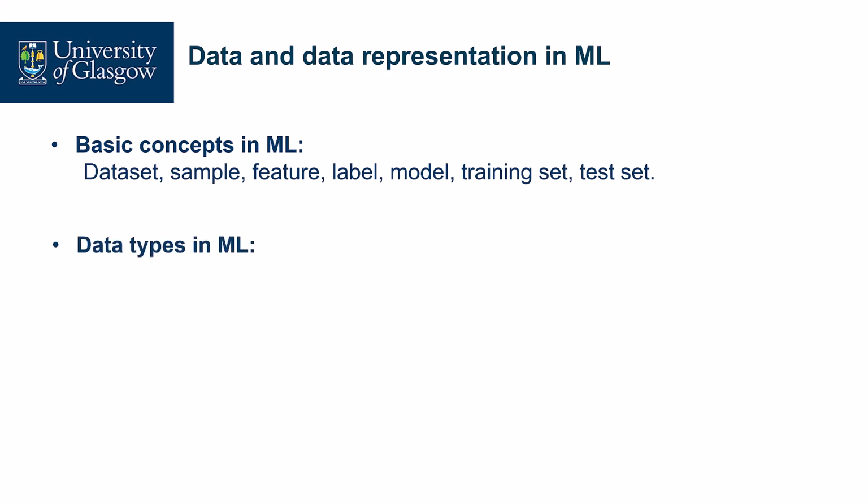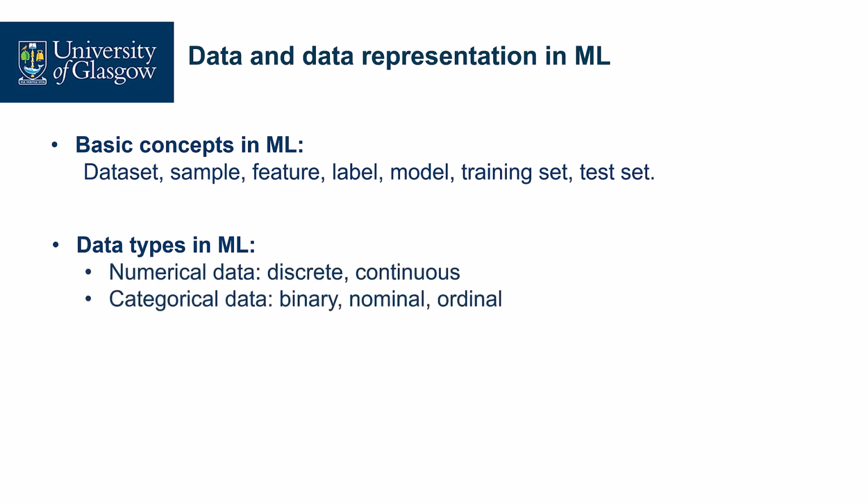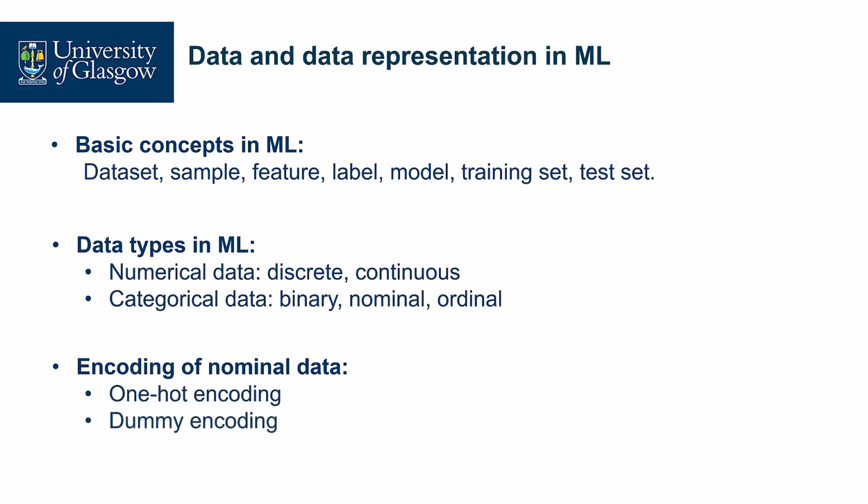Then we introduced the different data types that needs to be handled differently in machine learning, including the numerical data and the categorical data. So in numerical data, there are discrete ones and continuous ones, and in categorical data, there are binary, nominal, and ordinal. So given that the binary and ordinal data are quite simple to be represented, so we provided more details on the encoding of the nominal data. That is one-hot encoding and dummy encoding.